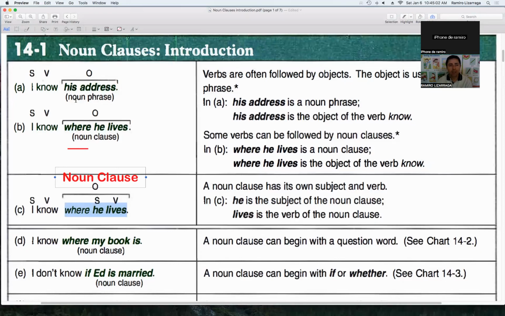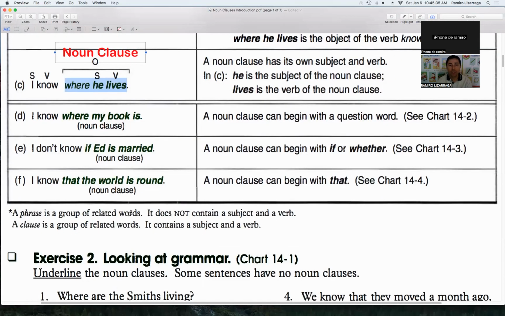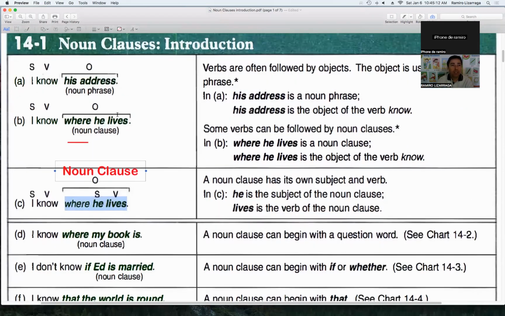But what is a noun phrase? You can see here, a noun phrase is a group of related words. It does not contain a subject and a verb. So compare this. A noun phrase does not contain a subject and a verb.